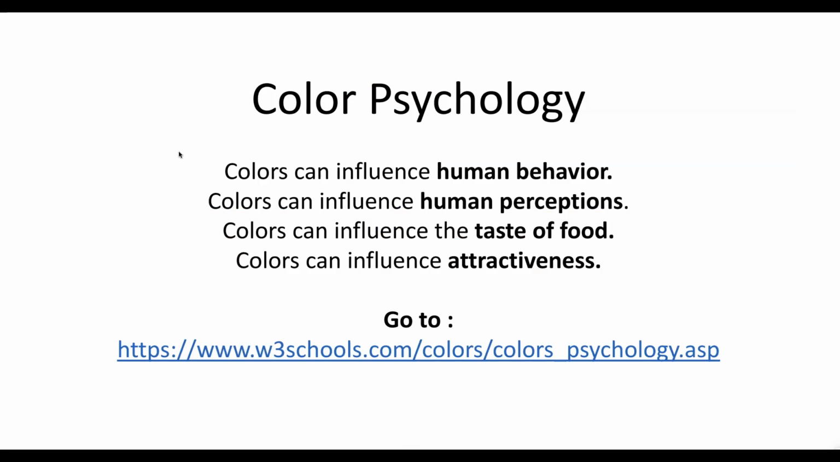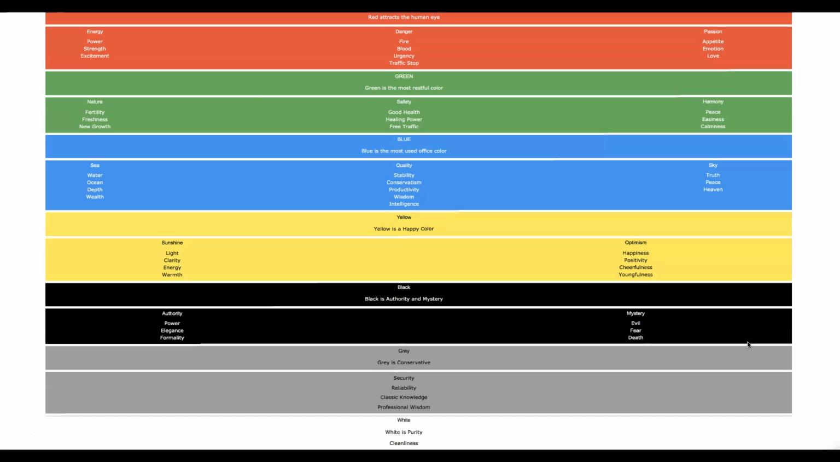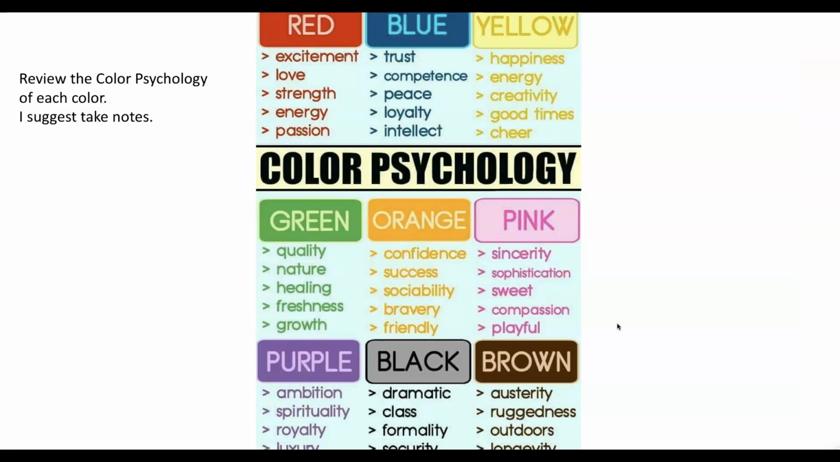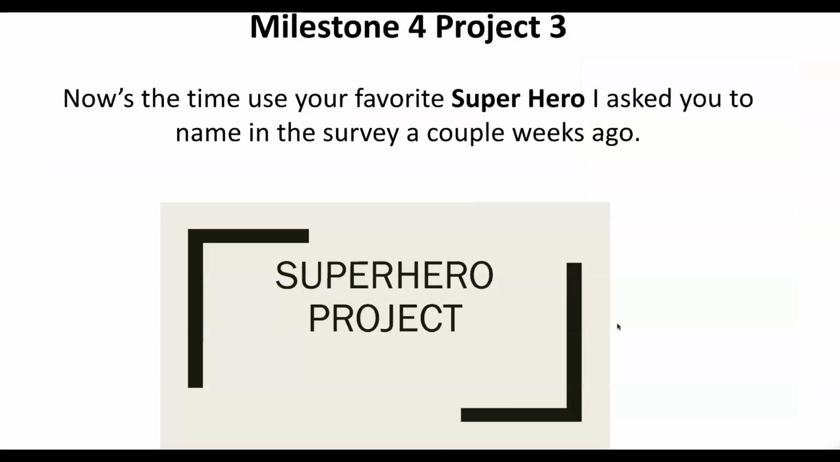When it comes to color psychology, colors can influence human behavior. They can influence human perceptions. It can actually influence how you taste food, and how you're appealed to this color. So I want you to go to this website here, and I want you to review all the different psychology of colors, what they mean, okay? So right here it is, red. It's listed very, very nicely, very, very simple. Go through there real quick.